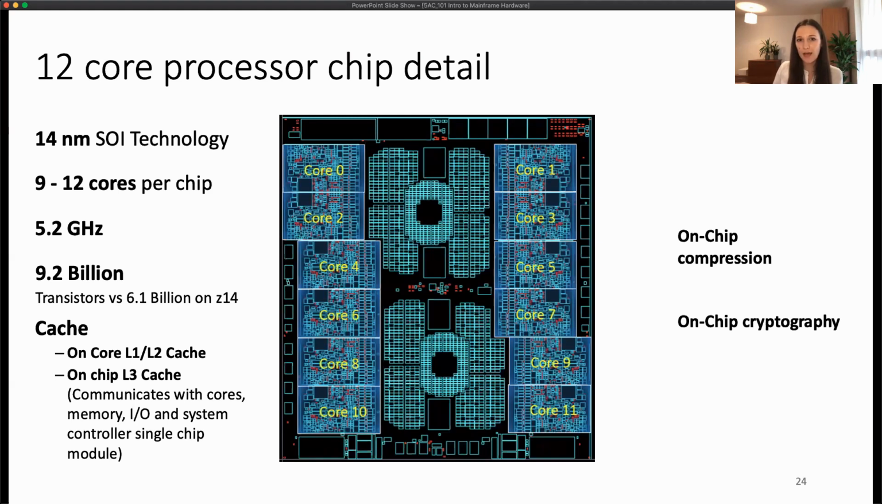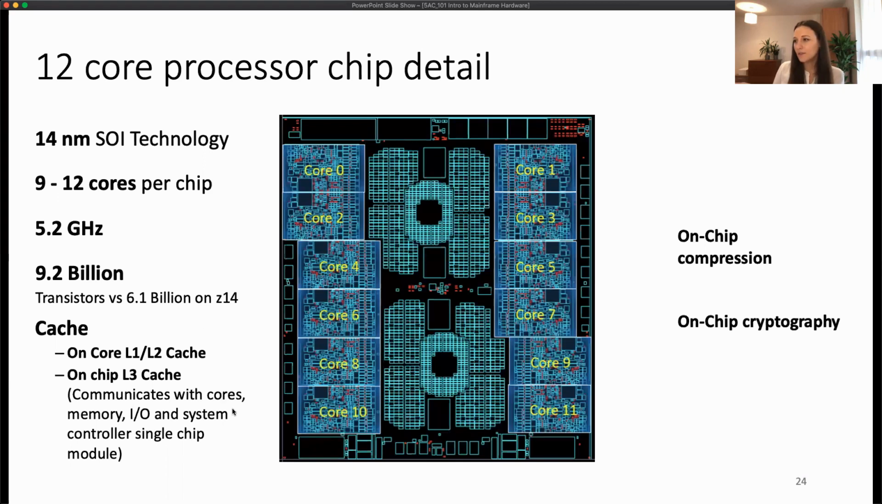And we also have the on-chip cryptography. It's really the combination of this on-chip compression and the on-chip cryptography which makes the concept of pervasive encryption possible. Pervasive encryption means that you really can encrypt all of your data. You don't have to select certain amounts of data which you want to encrypt, but you can encrypt everything. Of course, that increases security a lot. And by having this on-chip compression and on-chip cryptography, you can make it quite efficient.